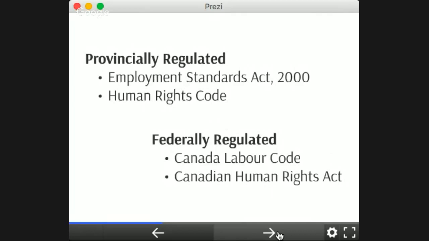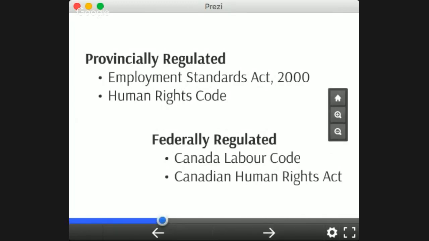But with respects to human rights legislation, most federally regulated employees in Ontario will still be under the Ontario Human Rights Code. So if you think of a bank employee that's located in Ontario, they would be regulated by the Human Rights Code and not by the Canadian Human Rights Act. And so we'll look at each of these laws separately. But before, I'm just going to take a look at the answers to the poll.